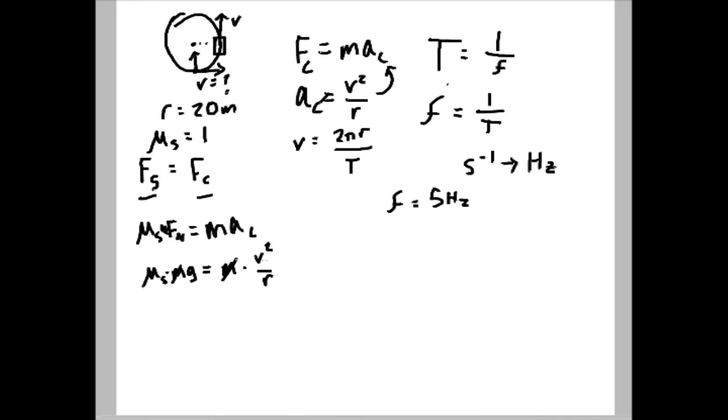So solving for velocity, I'd multiply both sides by r, so that would give me mu s times g times r, and that's equal to v squared. So the last thing I have to do is just square root both sides. Now, let's plug in our values that we've got. Mu s is just 1, gravity is 10, and r is 20. So this gives me 200 equals v squared. So your last step is just to square root both sides.